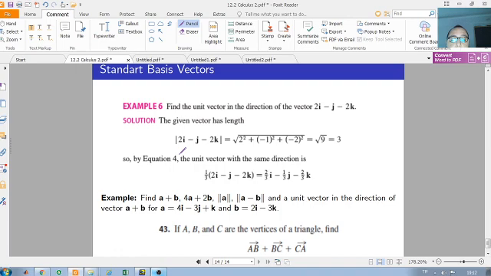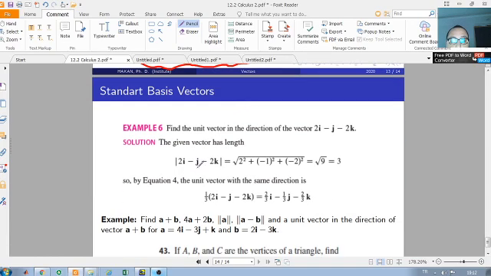So find the unit vector in the direction of the vector 2i minus j minus 2k. The given vector has length, if you apply the formula, which is the square root of the sum of the squares of the components. Here you see 2 squared plus (minus 1) squared plus (minus 2) squared, which is equal to 9, so the length is 3.